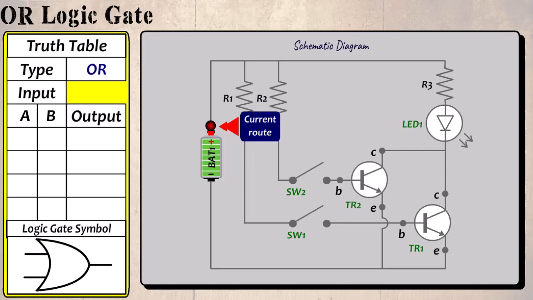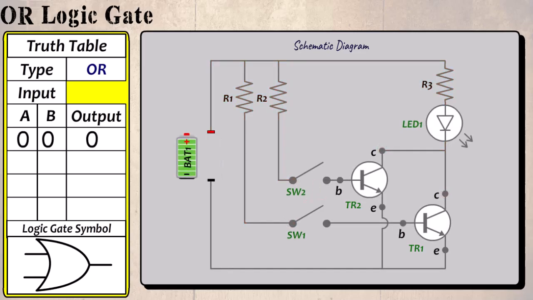0 or off. Current flows through R1, and since SW1 is off, the transistor TR1 remains off. It also travels through R2 to SW2, which is also off, and TR2 also remains off. Current continues to flow through R3, but since both transistors are off, no circuit can be made and the LED remains off. Therefore, when the input is 0 and 0, the output is 0.